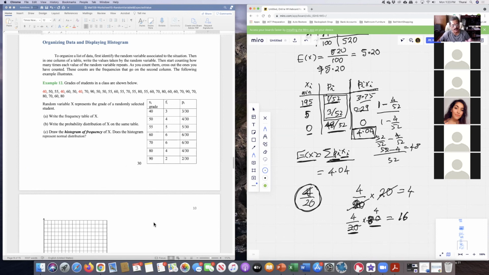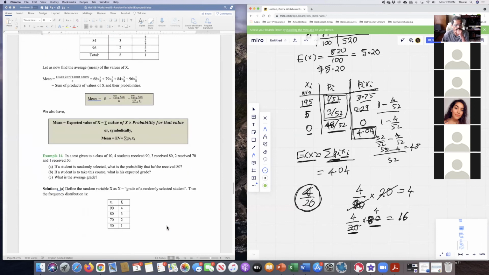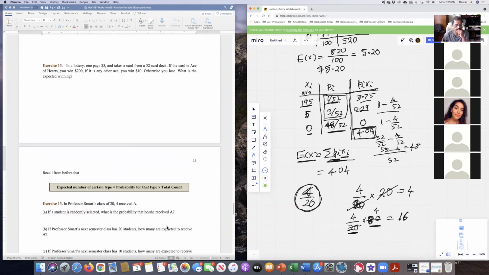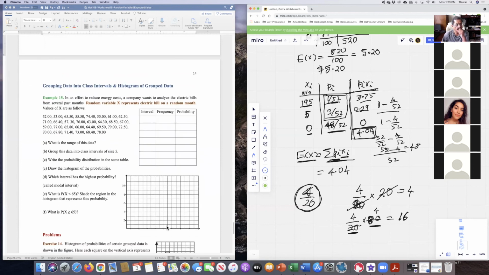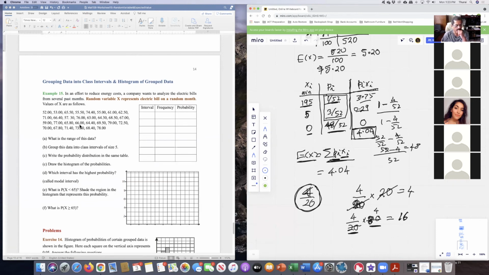If the data is very large, the list of data is very large, to bring it down to manageable size, we organize them into what is called class intervals. So here is the data that I have, a small collection for the purpose of practicing, but this grouping is used when the data is a very large list. We will use the grouping method to organize this data.